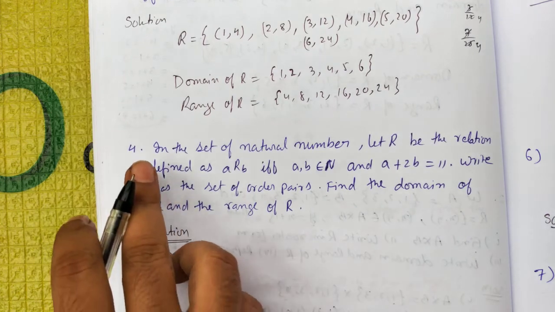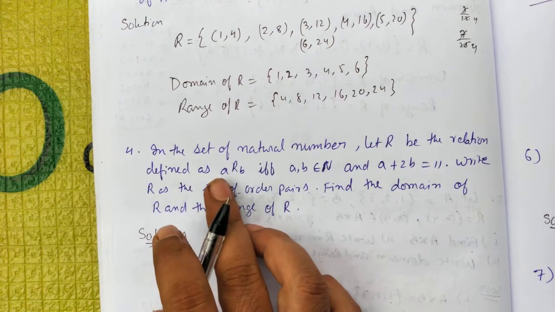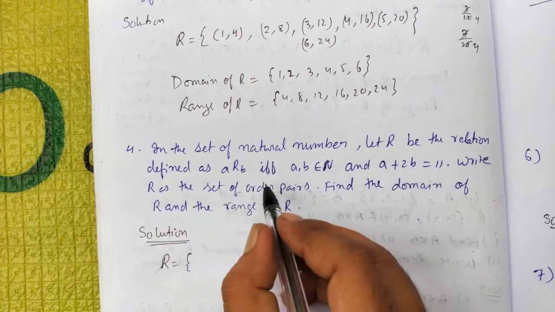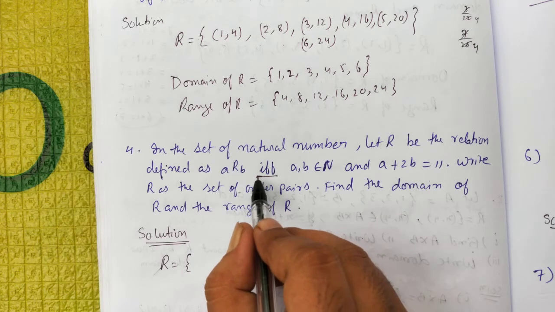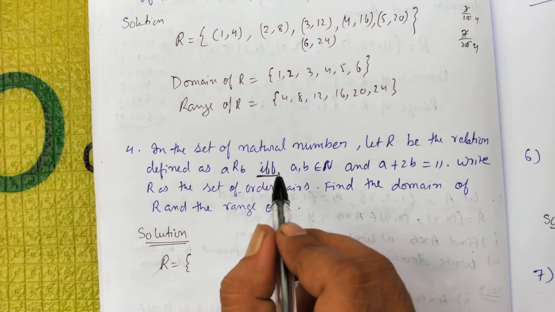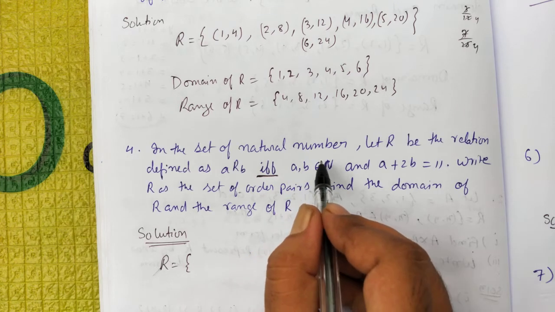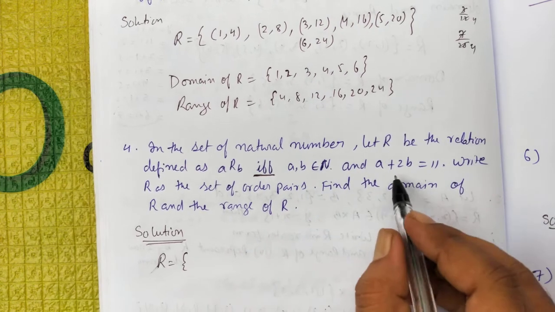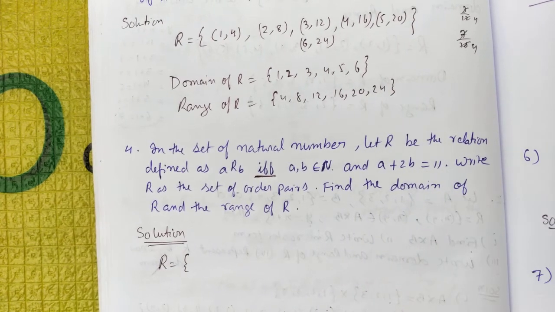Let's do question number 4. In the set of natural numbers, let R be the relation defined as a related to b if and only if (IFF means if and only if) a, b belong to N, natural numbers, and a plus 2b equals 11. So let us get the relation.